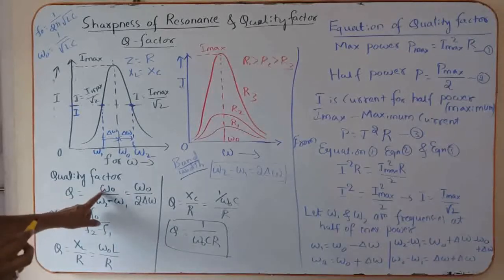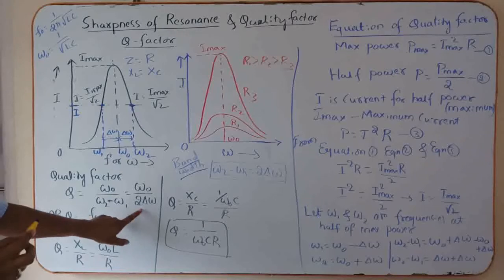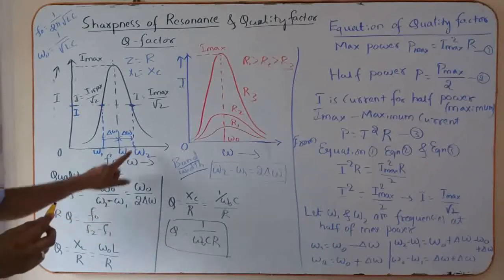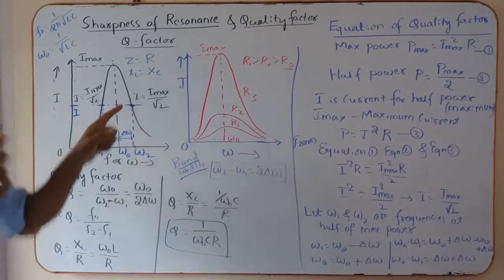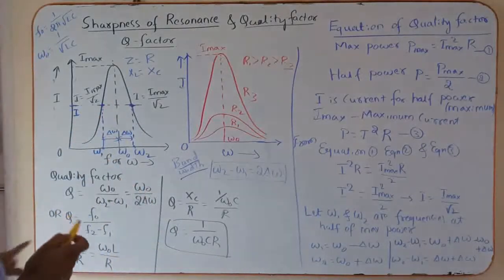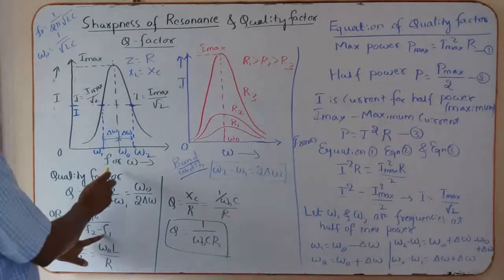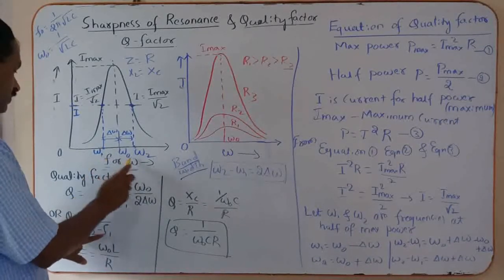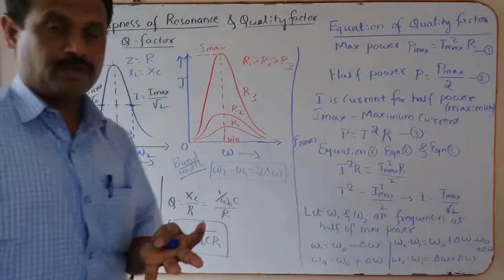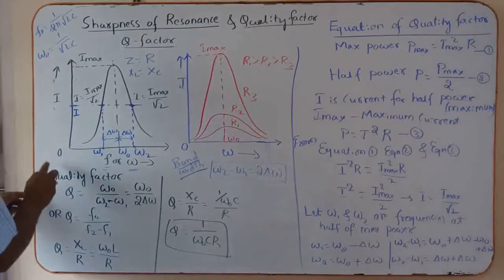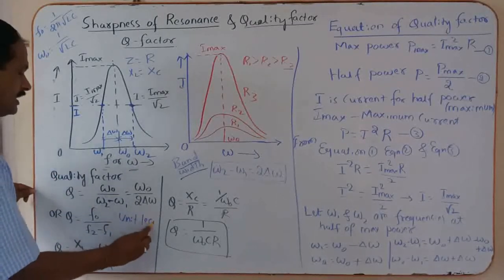Now quality factor is equal to omega 0 divided by omega 2 minus omega 1, which is equal to omega 0 divided by 2 delta omega. Already you know omega 2 and omega 1 are the frequencies at the half of the maximum power points. Now Q is equal to F0 divided by F2 minus F1. This is one definition. Quality factor is unitless.